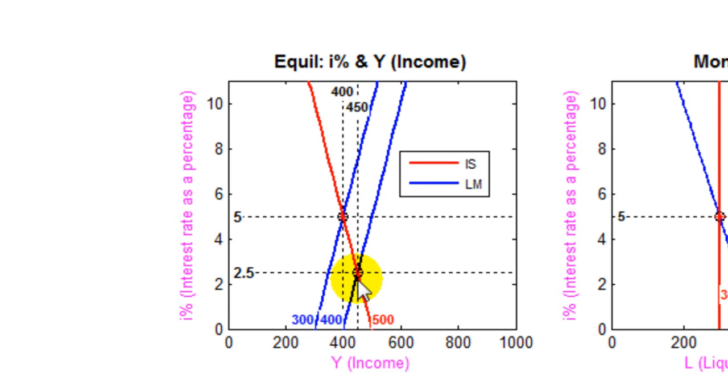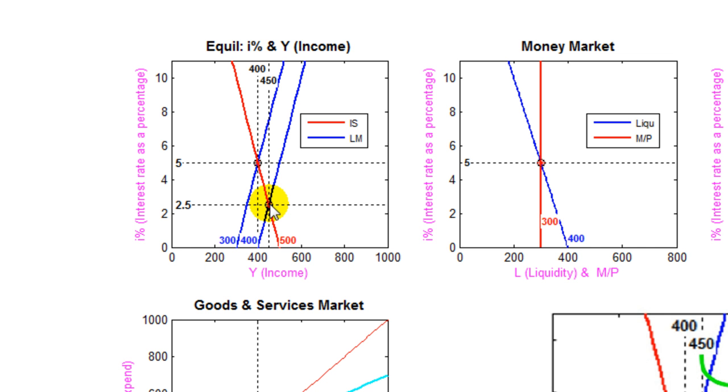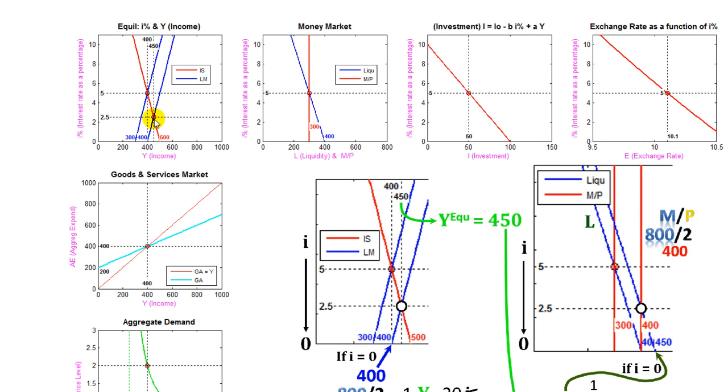If you want to understand why we get this number 450 and 2.5, then you can see the video entitled Intersection between the IS curve and the LM curve. But if you stay with me like 10 minutes or so, then we are going to see how you get this equilibrium.